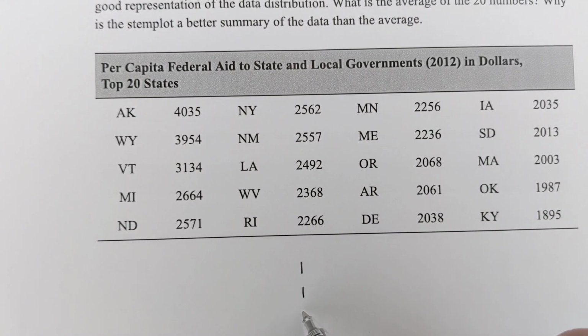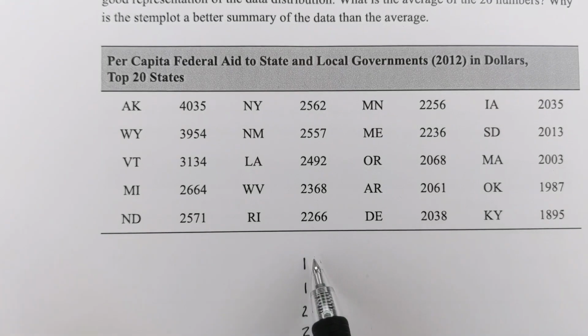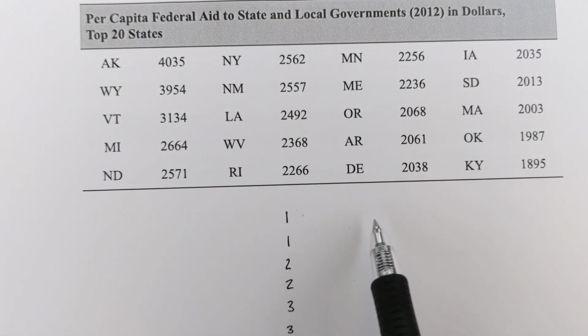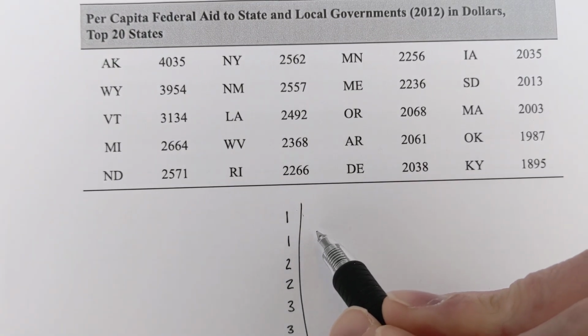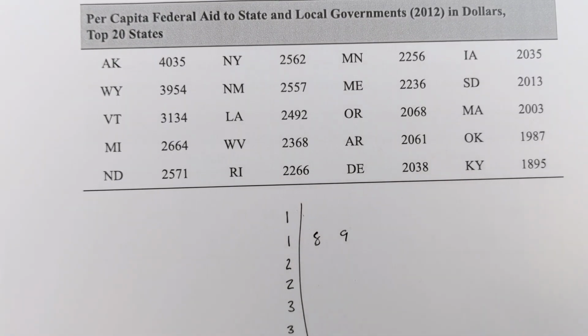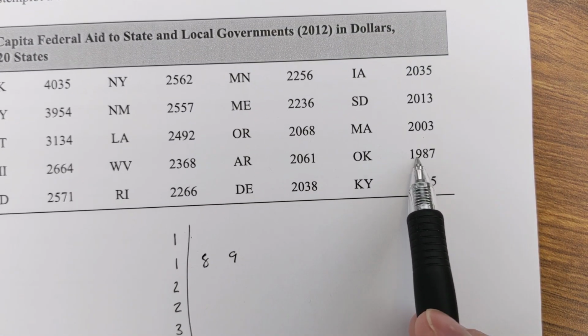Actually, we're going to do this. We're going to make 2 stems for each number, just to spread the data out so you don't get big lists. So this will be the first, 0 and 1, and then 0 through 5, and this will be 6 through 9. So 8 and 9. So that's like the 1800s and 1900s.